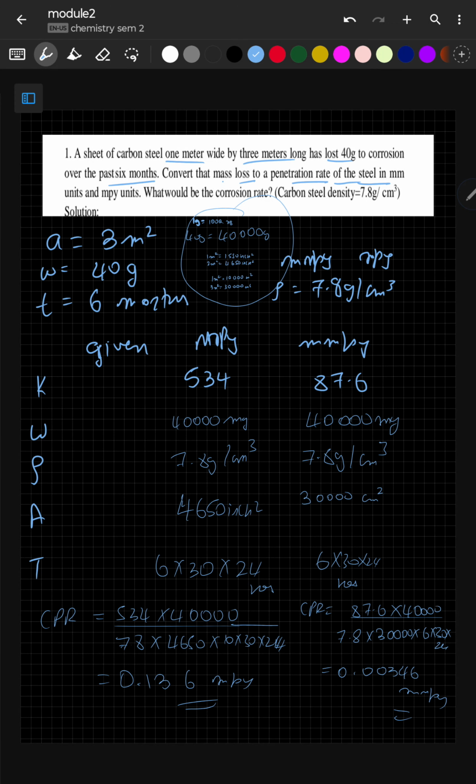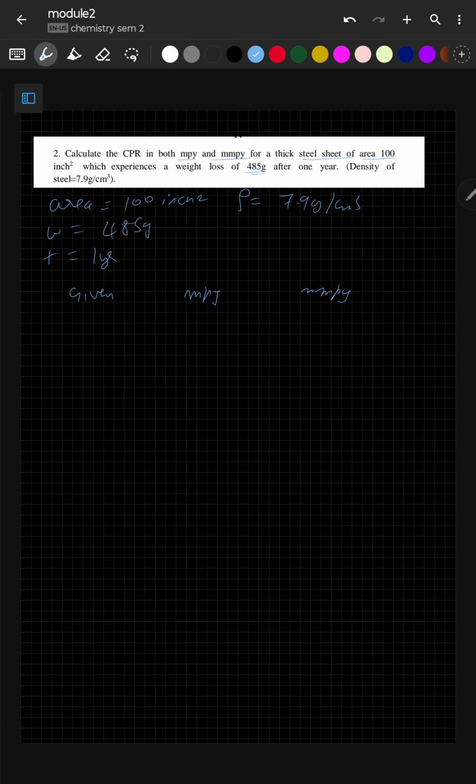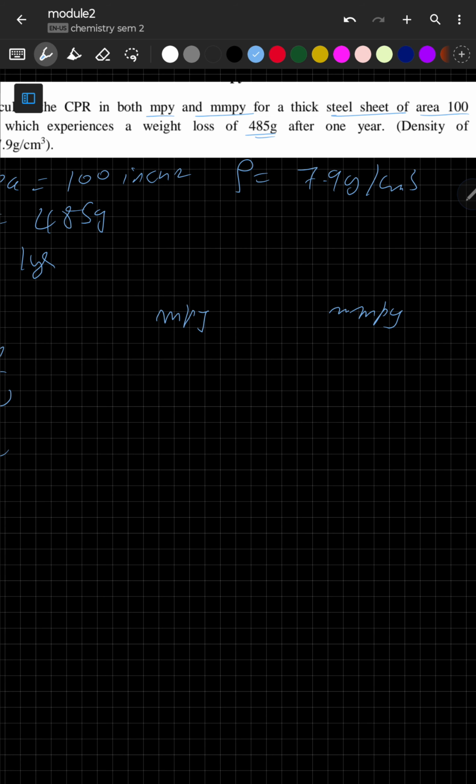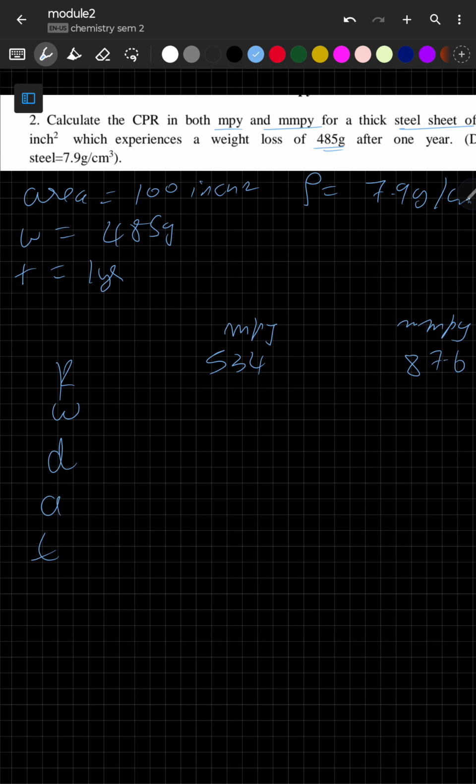We didn't write the given here, it's fine, not an issue. The same thing I've written here. I will not write directly, but in the exam you can write a given column here. K, W, D, A, T. For MPY, K is 534 here, and for MMPY, 87.6. Then W, which is 485 gram.